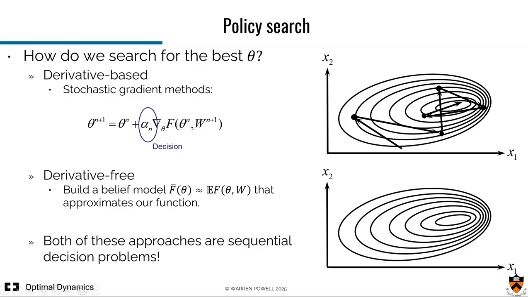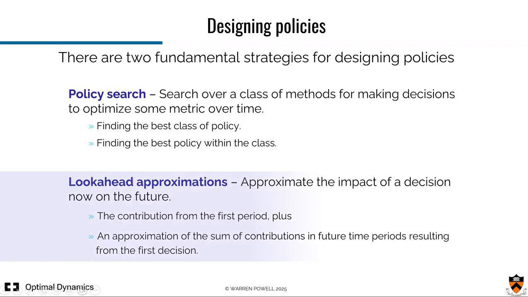This is itself a sequential decision problem where the decision is the step size. Or I can have derivative-free stochastic search where the decision is, hey, what part of the function should I sample next? These are both their own sequential decision problems, which is a lot of fun to think about. So let's go to look-ahead approximations.